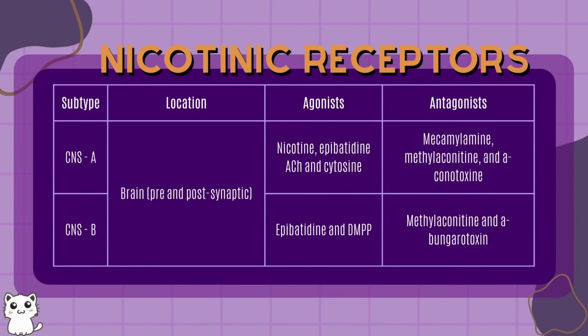In addition, it also has the CNS subtypes, which are A and B. They are both located in the brain, pre- and postsynaptic, where the agonists of CNS-A are nicotine, epibatidine, acetylcholine, and cytisine, and its antagonists are mentioned in the table presented on the slide. Next, in subtype B, its agonists are epibatidine and DMPP, and its antagonists are also mentioned on the slide. Feel free to pause and check the table presented on the slides.